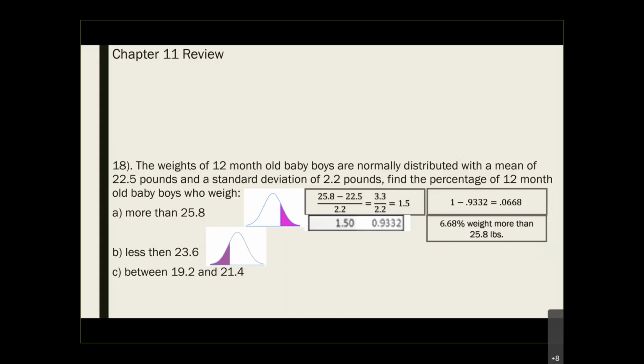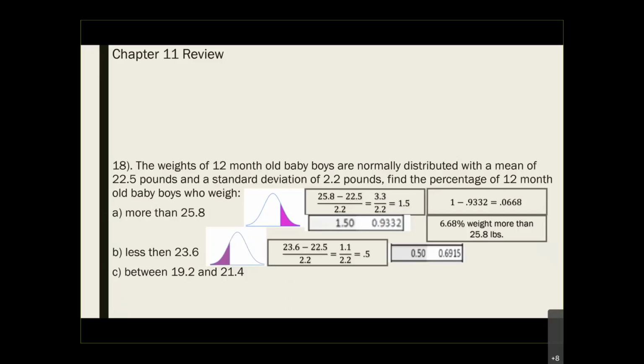Well, we need to find the z-score, right? And for the z-score we take 23.6 minus 22.5 divided by 2.2, which is 1.1 divided by 2.2, which is 0.5. If you go to your chart, this is where I ask you to be very careful. You're looking for 0.5, not 0.05, or not negative 0.05. Be very careful in terms of that.